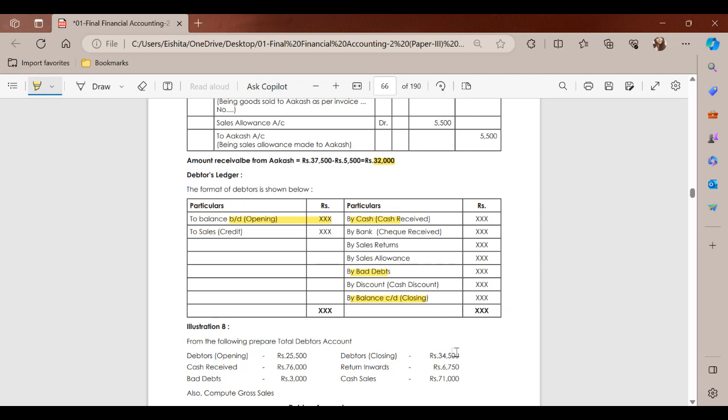Returns inward, returns outward, you will have to note it down, whether it will be sales return or purchase return. Returns inward. That will be what it will be, sales return or purchase return.